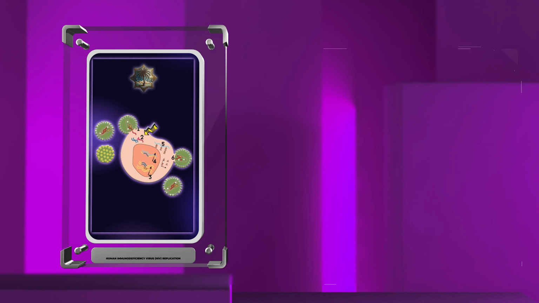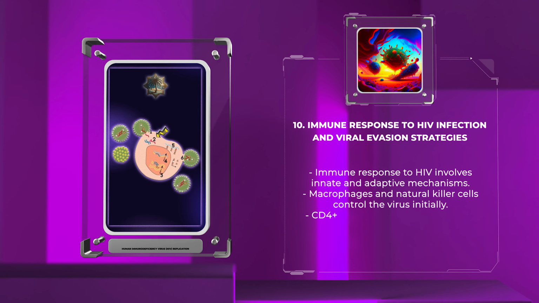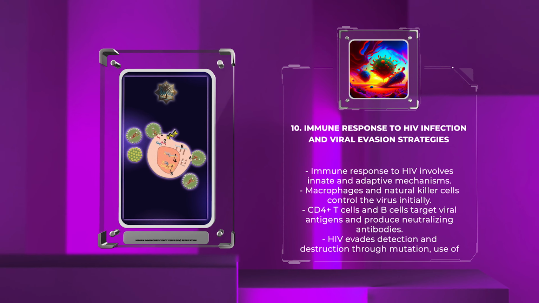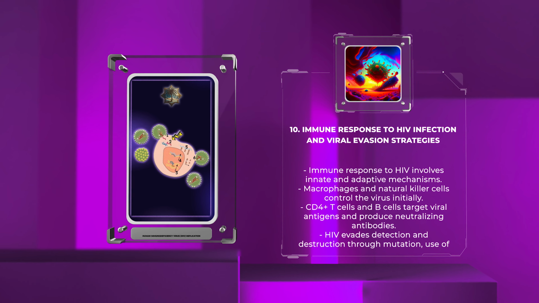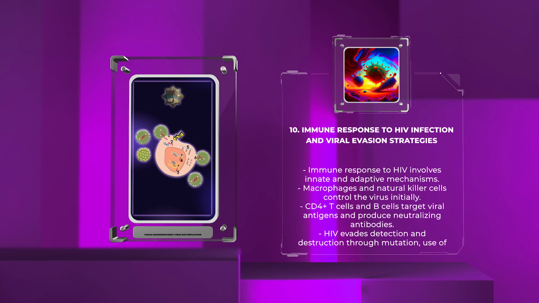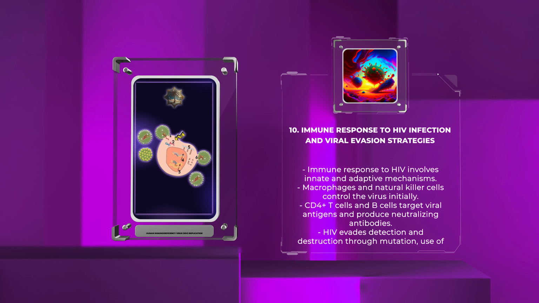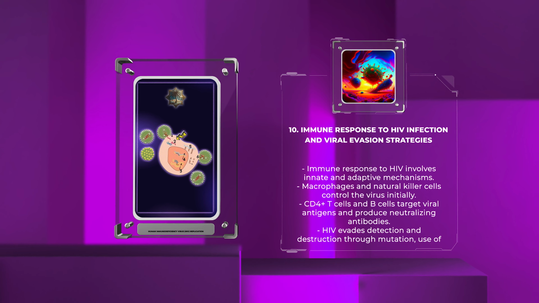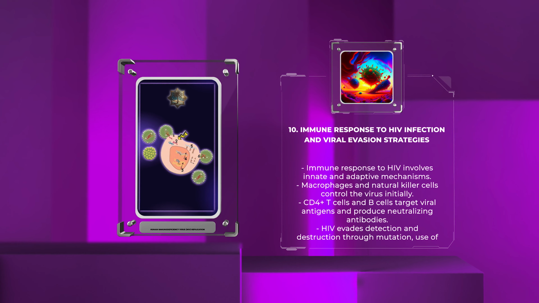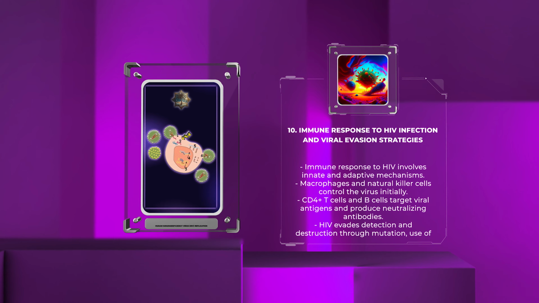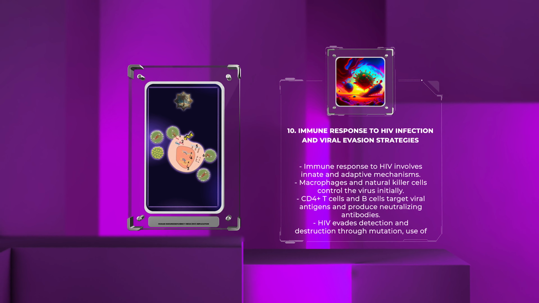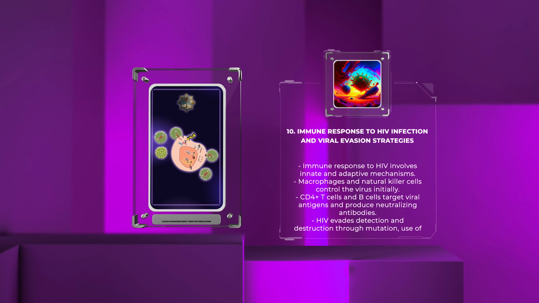The immune system responds to HIV infection through a complex process involving innate and adaptive immune mechanisms. Macrophages and natural killer cells help detect and control the virus initially, while CD4 plus T cells and B cells target specific viral antigens and produce neutralizing antibodies. However, HIV has developed ways to avoid detection and destruction by mutating rapidly, using host proteins, and attacking immune cells. These evasion strategies allow HIV to persist and cause chronic infection.